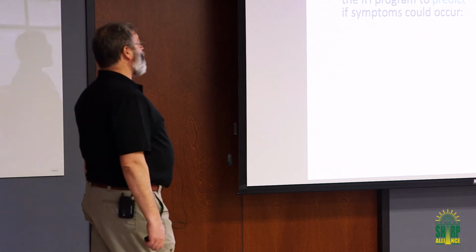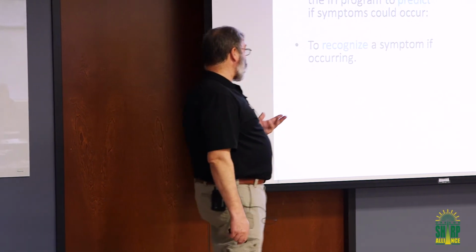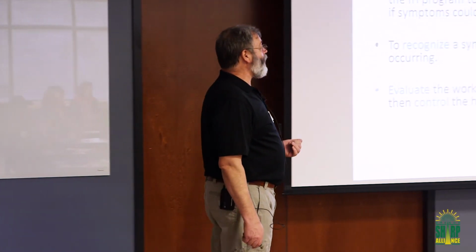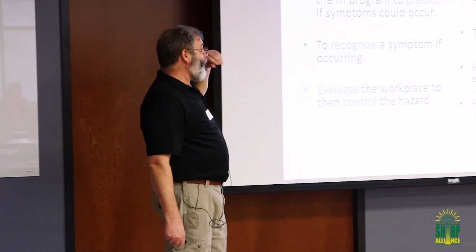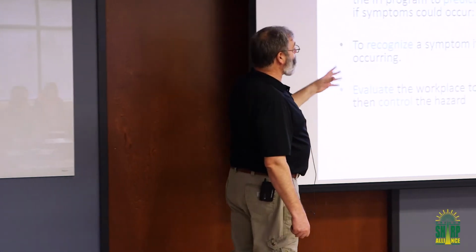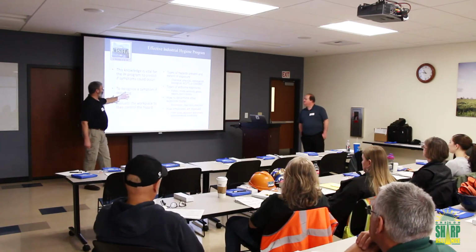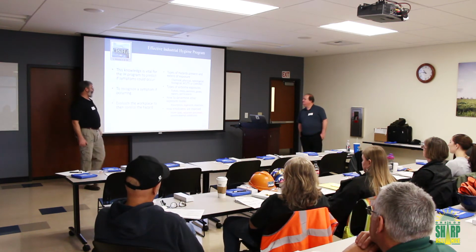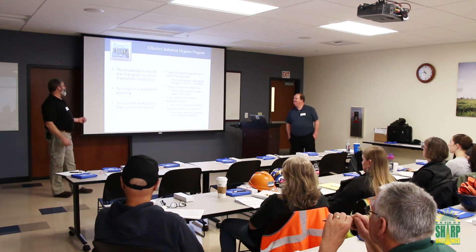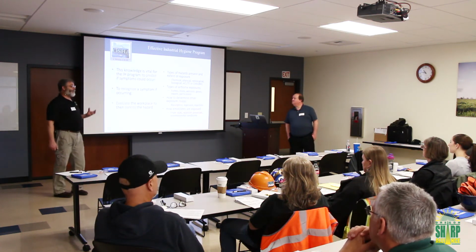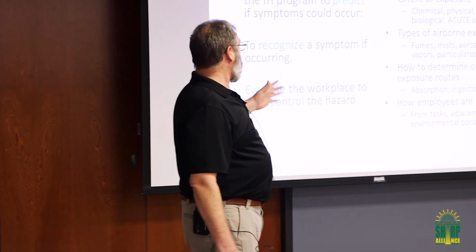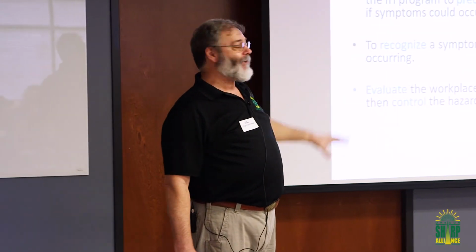It's vital that your IH predict the symptoms so that it can recognize the symptom occurring and enable you then to evaluate the workplace and control that hazard. The types of hazards present, the extent of exposures, the types of airborne stuff, the fumes, mists, aerosols, and then how to determine other exposure routes. Is it being absorbed? Is it being ingested, injected? How your employees are exposed. This is what your written industrial hygiene program will enable you to do, okay? It will enable you to answer these questions.